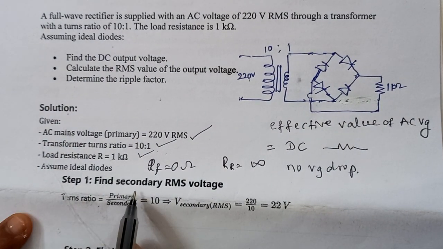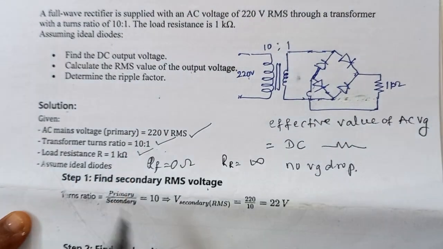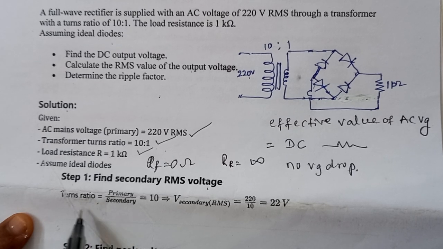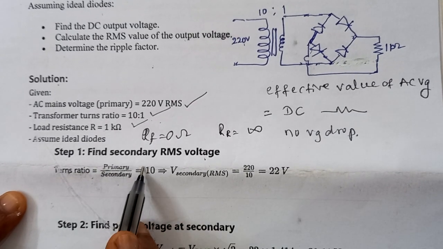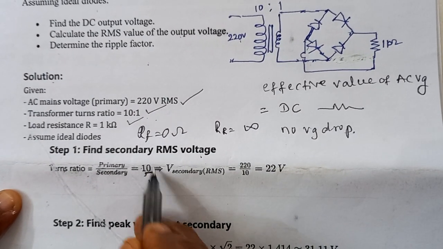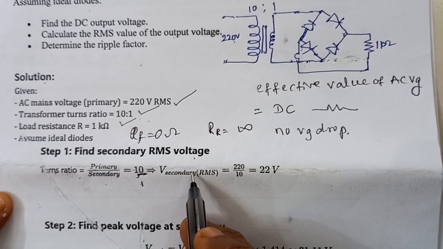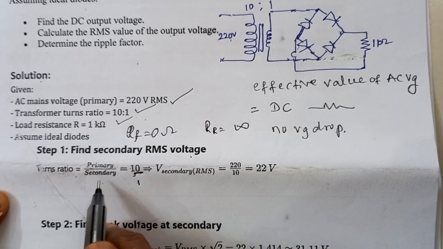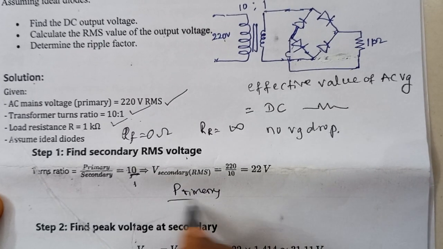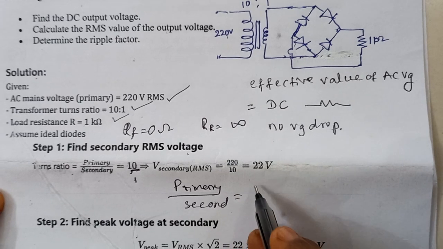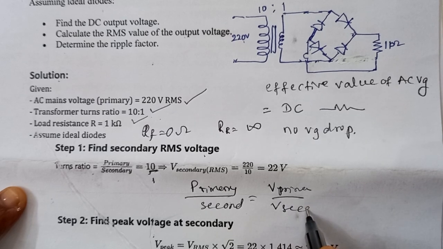Now let us find out the first parameter, that is, find the secondary RMS voltage. So from this turns ratio, we will calculate the value. Turns ratio is defined as primary by secondary. Primary is 10, secondary is 1, so the value is 10 by 1, which is 10. Then the turns ratio, primary turns by secondary turns, is equal to V primary voltage by V secondary voltage.